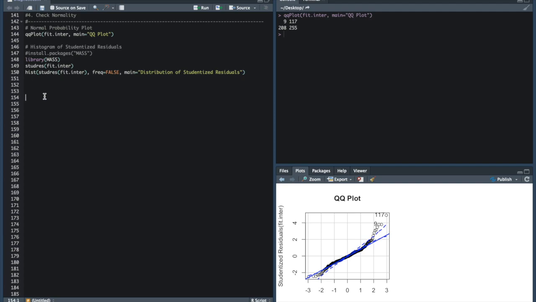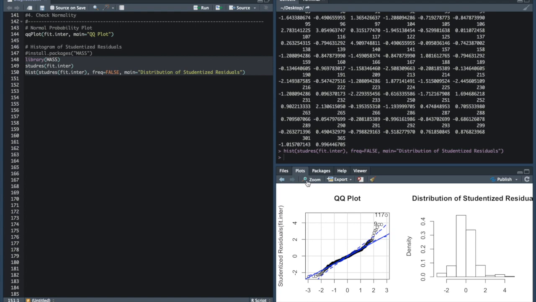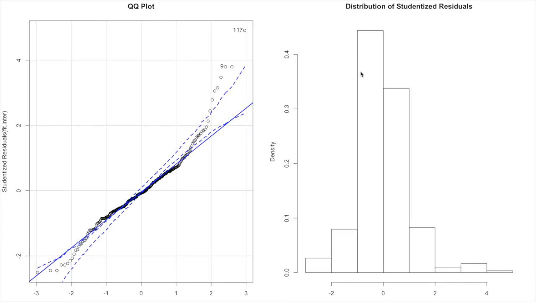Now if the histogram follows a bell shape and is not skewed, the residuals can be said to be normally distributed. But before you plot your histogram, you have to install a package called MASS. Since I've already done that, I'm going to run these lines of code. And this gives us our histogram. As you can see from our histogram, it has a long right tail, which means that the residuals are not normal and we cannot fit a normal distribution here. That implies that our residuals are not normal.